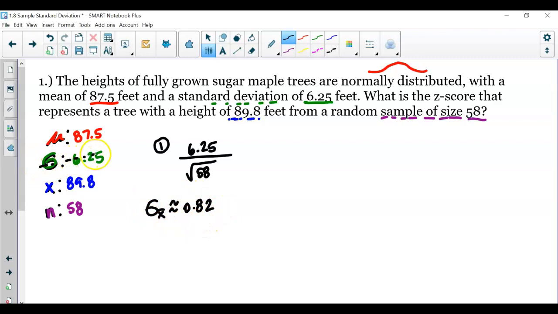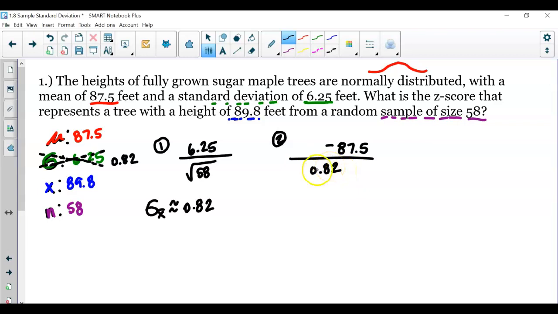So we don't need this standard deviation anymore from the population because we are using this for the sample. So we're going to use 0.82 when we are calculating. So now we can calculate the z-score. Remember, z-score was always, we subtracted the mean. Mean is mean no matter the sample size. So minus 87.5 divided by the standard deviation, which is now 0.82, right? We're not using the original from the sample.